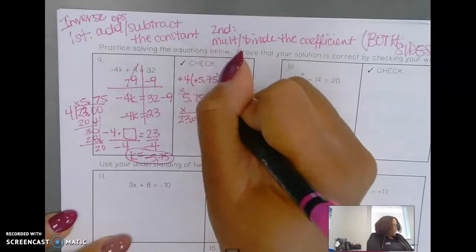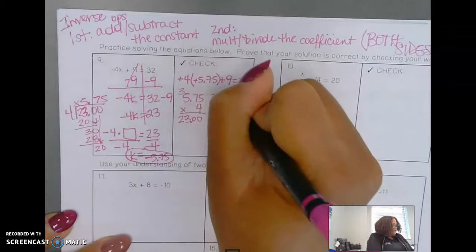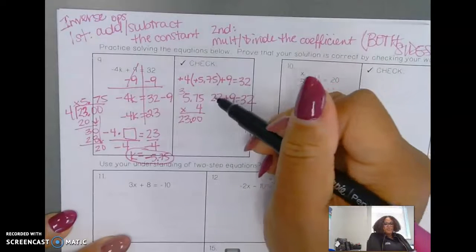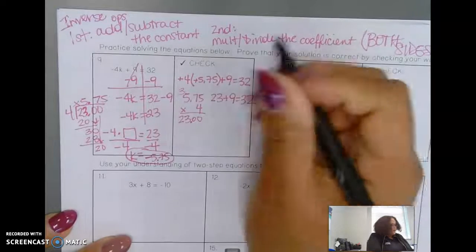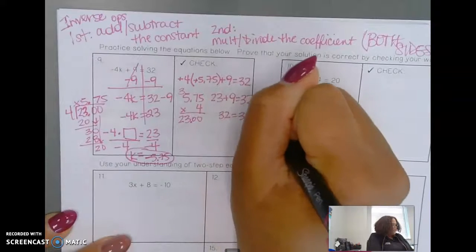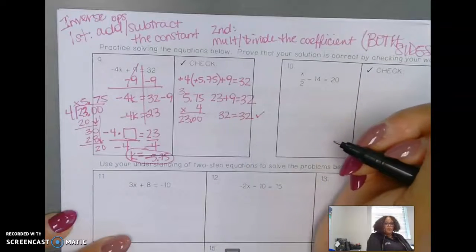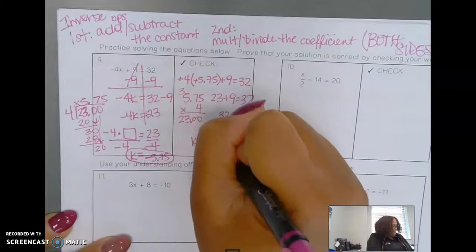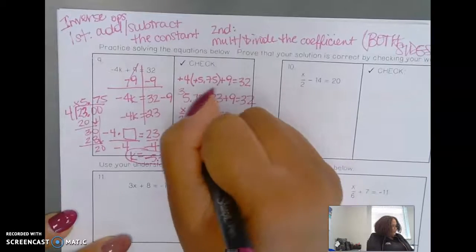So now this is 23 plus 9 equals 32. Is this true? Does 23 plus 9 equal 32? Yes, 32 on the left and 32 on the right, and it checks out. It works. K is -5 3/4.